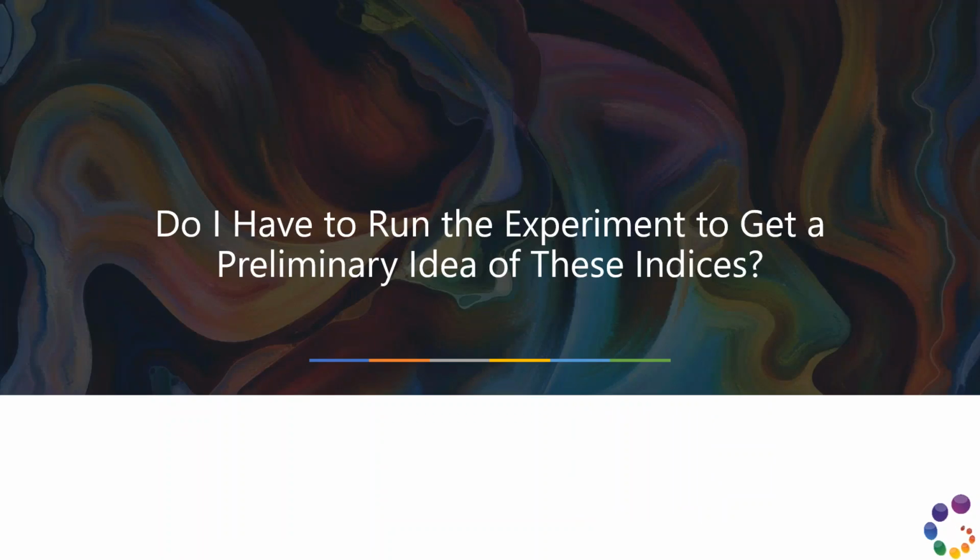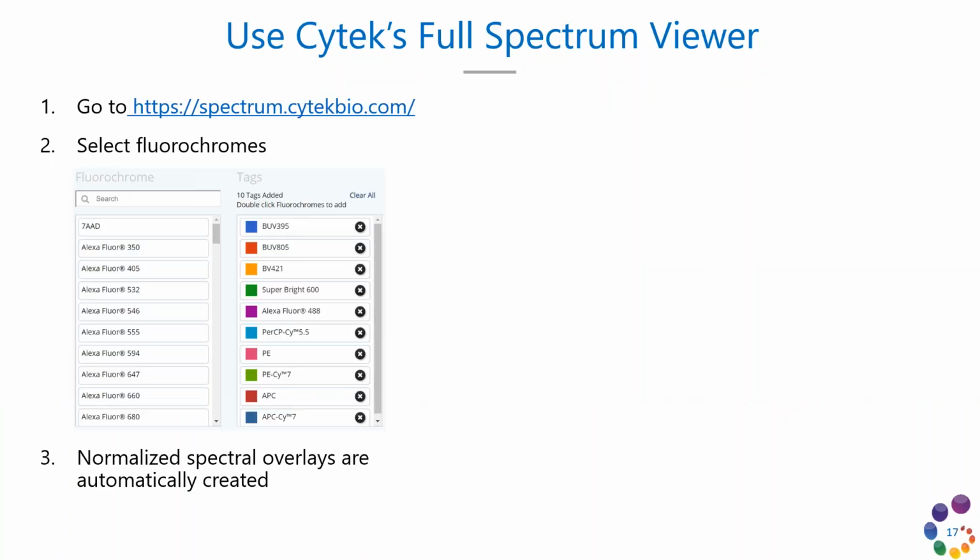One question you might ask is, do you even have to run the full experiment to get a rough idea of what these indices look like? The answer is no. You can get a first stab at it by going to the Cytek Full Spectrum Viewer on our website. You can find it under our resources page, or you can go directly to the website link here. Once you're on the page, all you have to do is search and add the fluorochromes that you have in your panel to the list over here on the right.